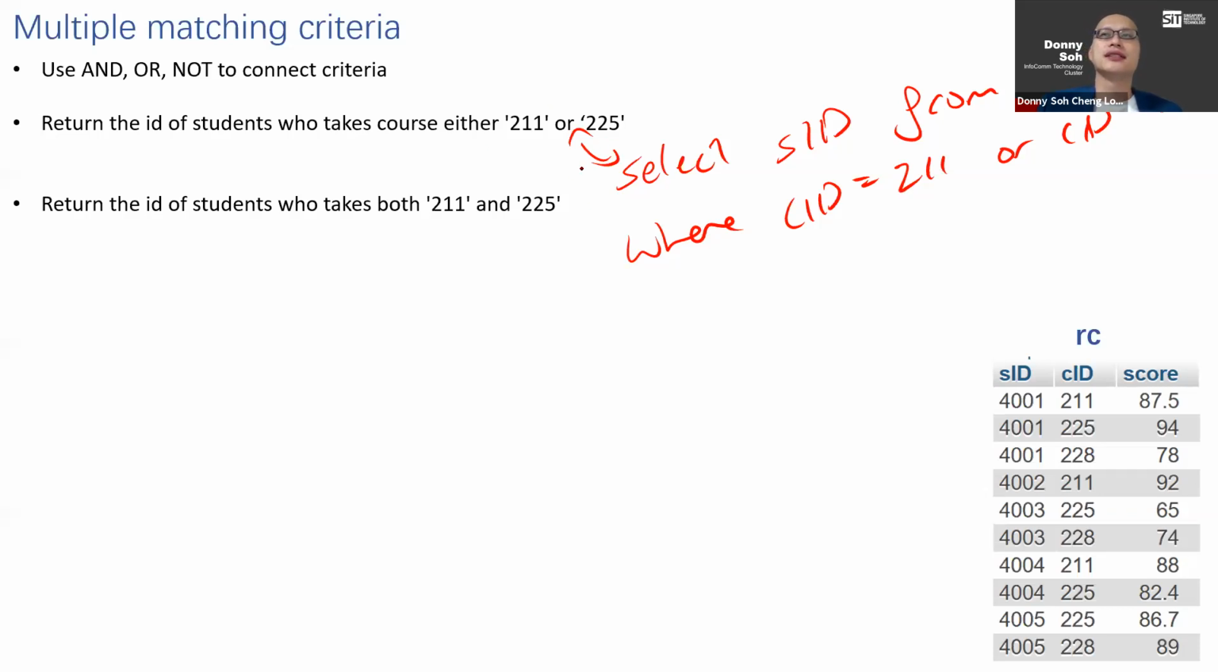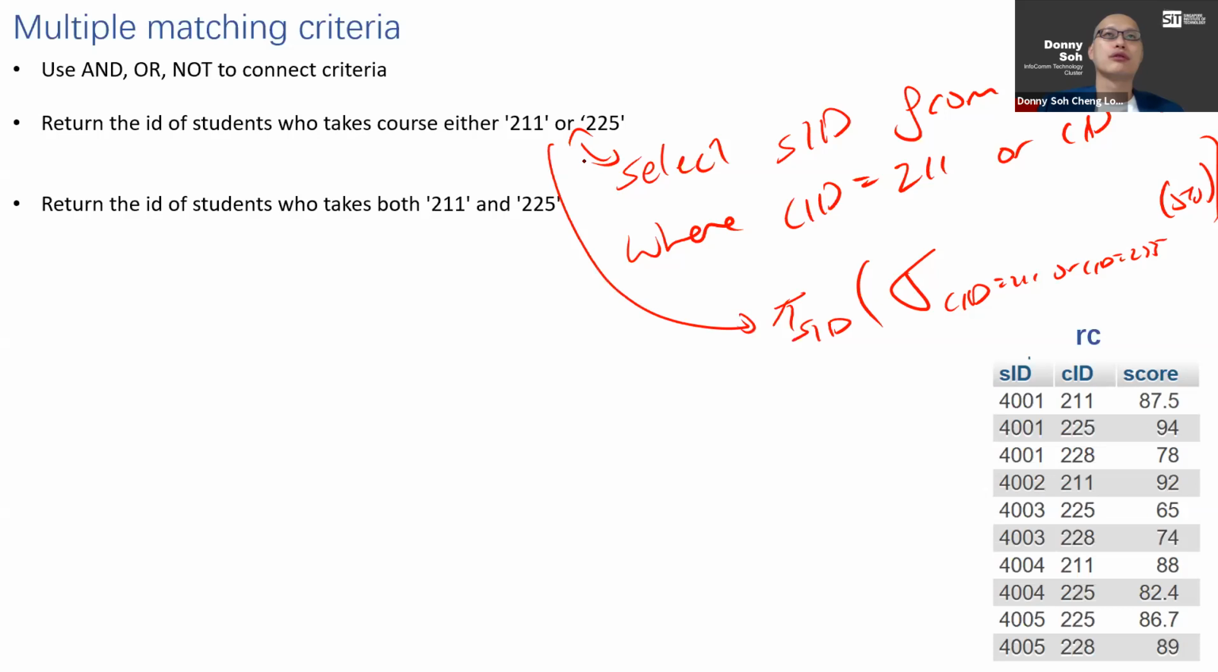Similarly to the example that we did earlier, I'm going to project out my SID, where CID equals 211 or CID equals 225, from RC. So this is the query over here.